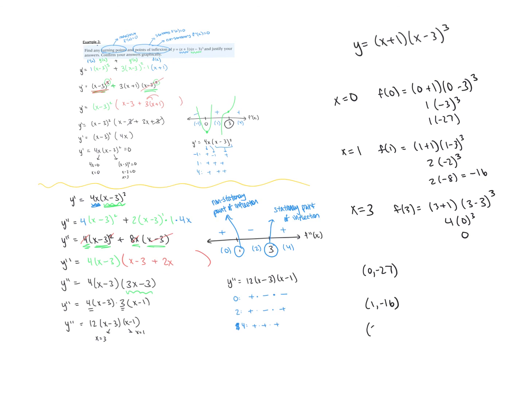So (3, 0). So (0, -27), that was a local min. (1, -16) was a non-stationary point of inflection. And the point (3, 0) was a stationary point of inflection.